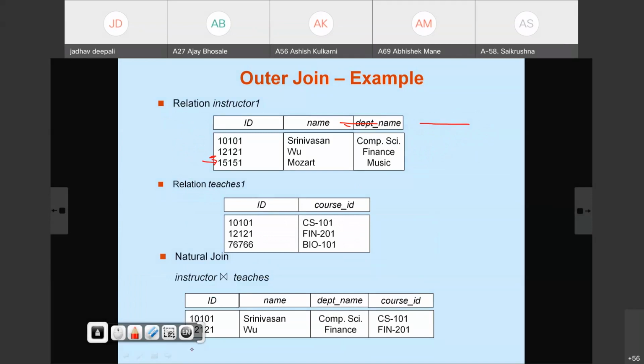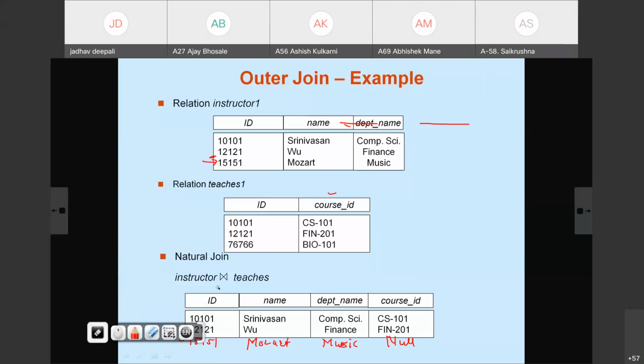Meaning it adds a tuple 15151. It takes all the tuples from the left relation that do not match with any tuple in the right relation and attaches a null value for those attributes which are from the right relation. So which attribute is from the right relation? Course ID. So attach a null value here. In this way, we'll get the information about 15151 also.